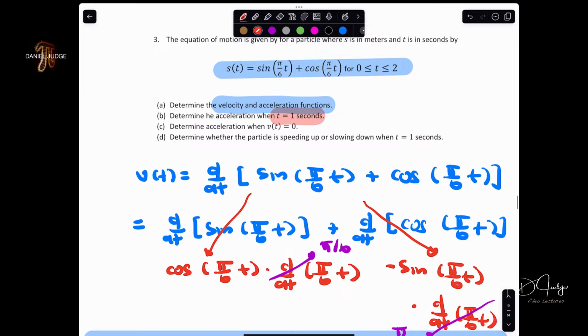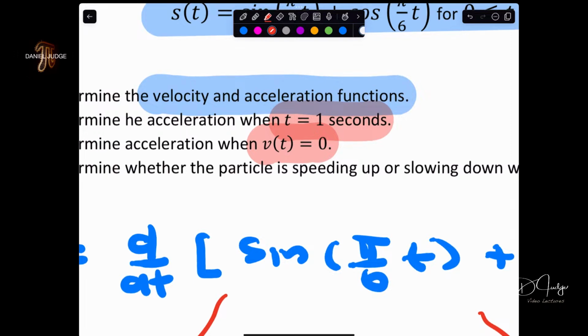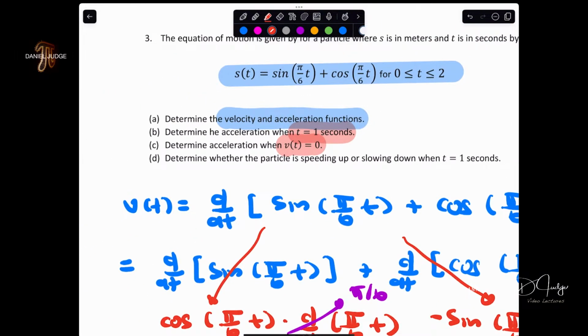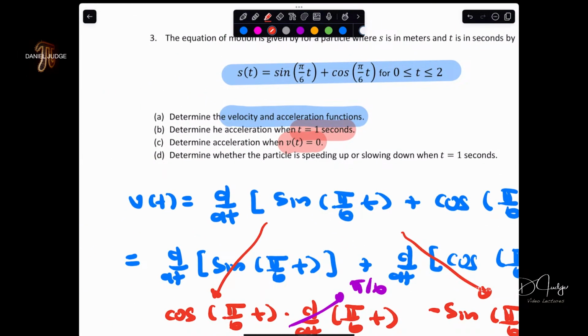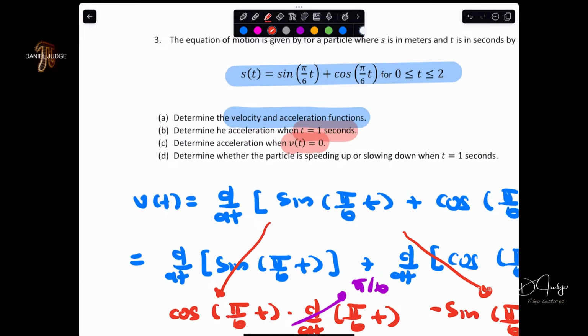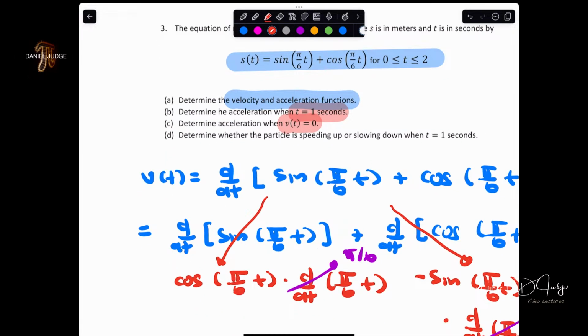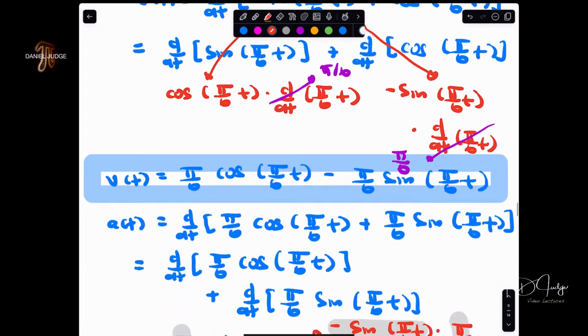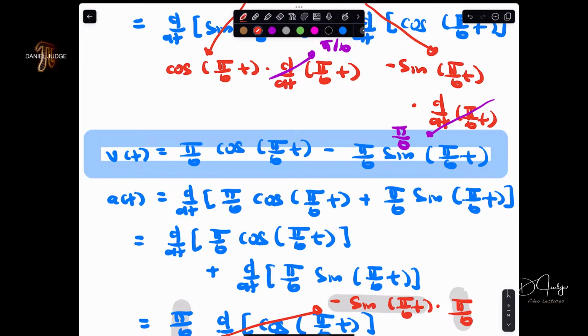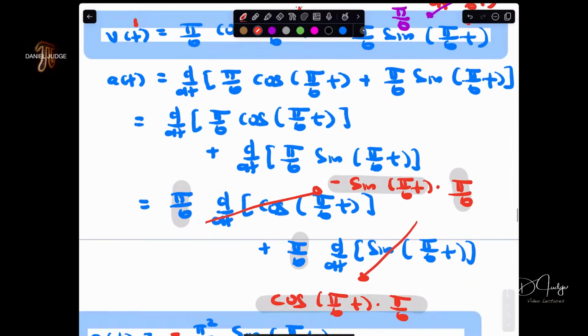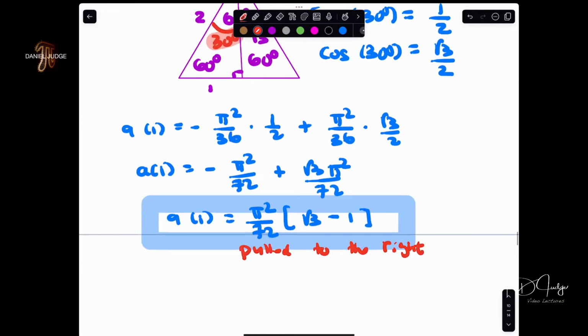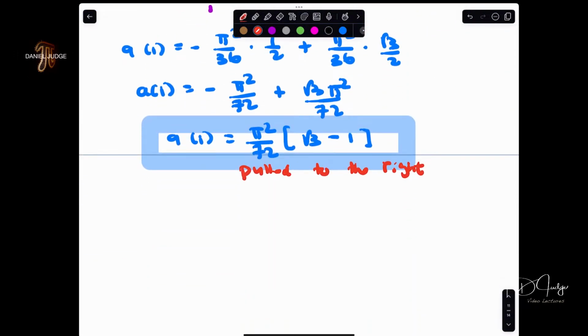Ooh, the dreaded acceleration when my velocity is 0. Ooh, another trig equation to solve. V is 0. And by the way, look at question D. Just remember whether the particle is speeding up or slowing down at 1 second. So we need V of 1. I'm just going to answer that last question first, because that's going to be the next question.